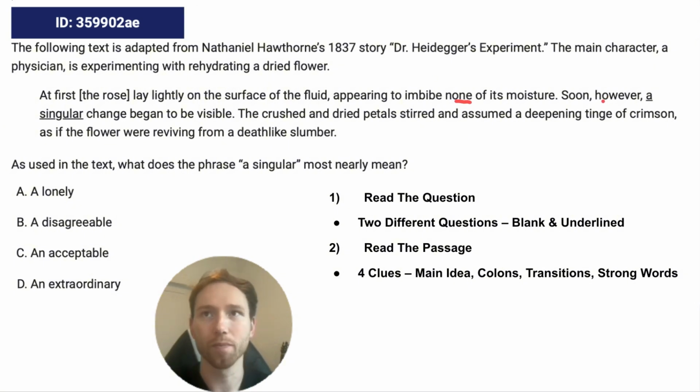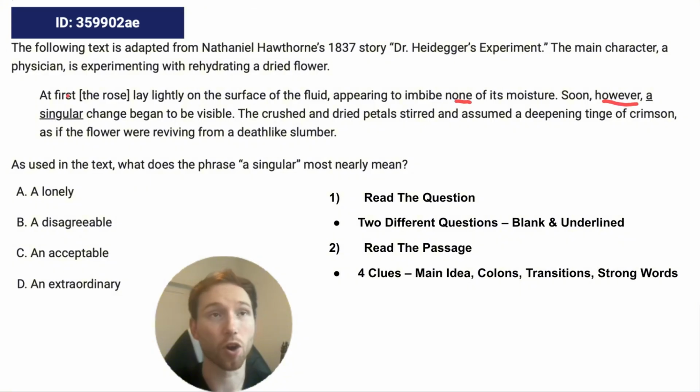"Soon, however," so however is going to be a transition. Transitions show how ideas relate to each other. This is a disagreeing transition, so we know that what came before, however, is going to conflict or disagree with the idea that comes after it. "A singular change began to be visible." All right, so we found our underlined word.